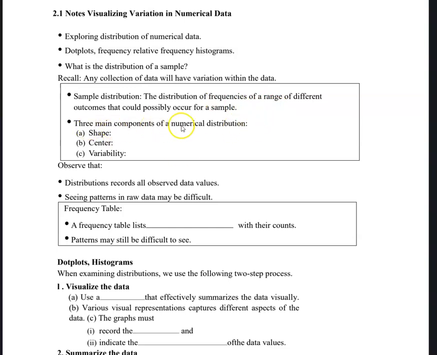There are three components that we're interested in describing when we talk about a numerical distribution. The first is the shape, and literally just like it sounds, the shape. How is the data shaped visually? Usually we'll describe it as either symmetric or skewed, and we'll talk more about that later on.